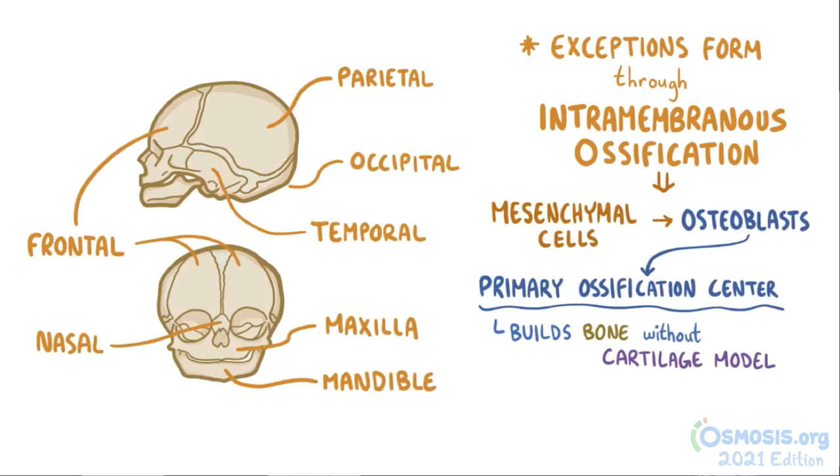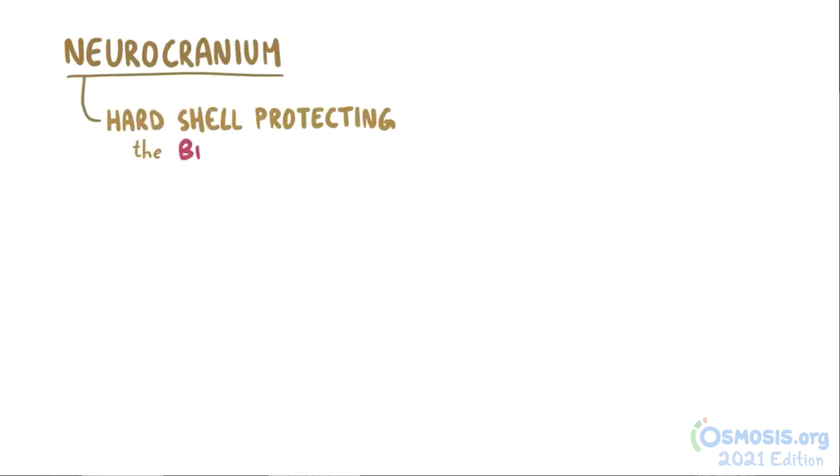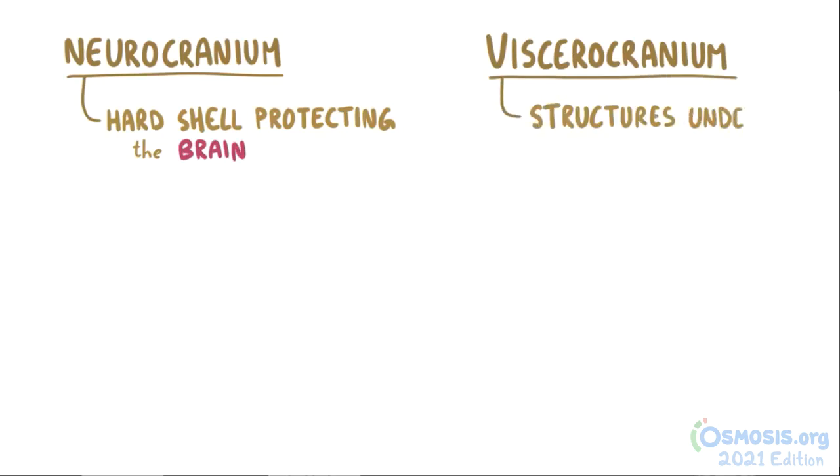Alright, now let's start at the very top and take a look at the development of the skull. The skull has 2 main parts: the neurocranium, which is the hard shell protecting the brain, and the viscerocranium, which makes up the structures underlying the face. The neurocranium is itself divided into 2 parts.